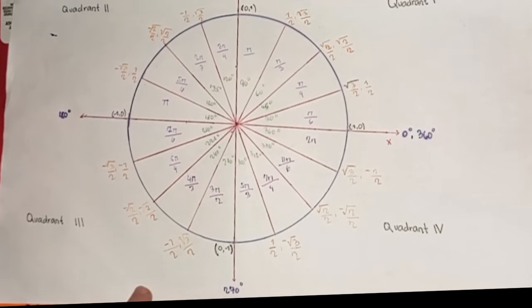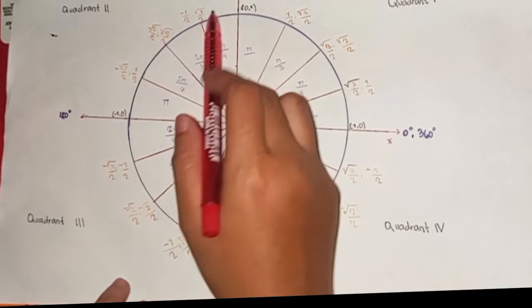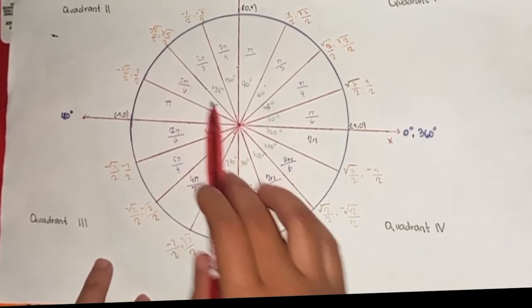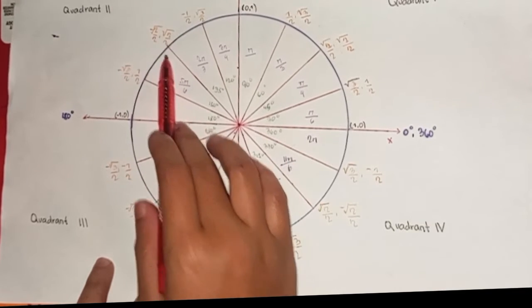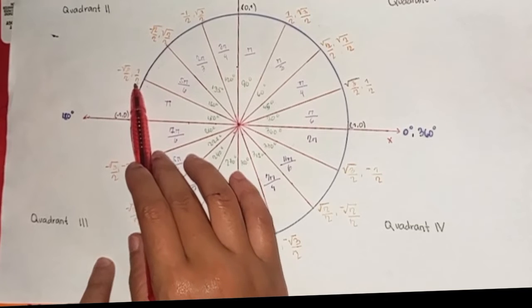So in quadrant 2, x is negative and y is positive. So we have here negative 1 half and root 3 over 2. In 135 degrees, we have negative root 2 over 2 and root 2 over 2. In 150 degrees, we have negative root 3 over 2 and 1 half.